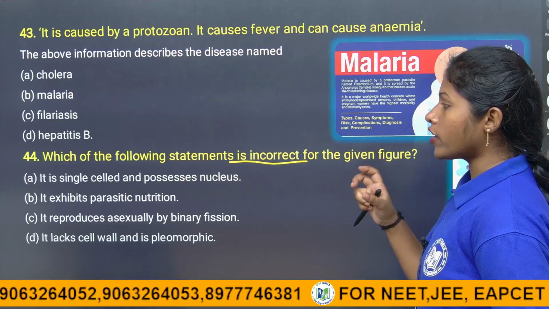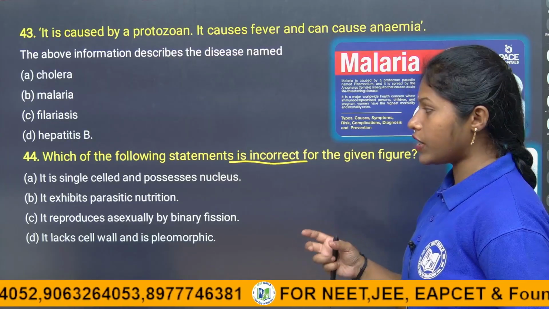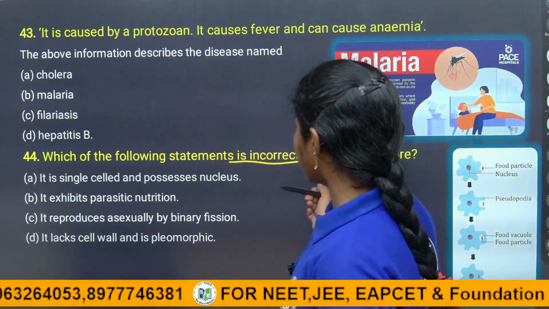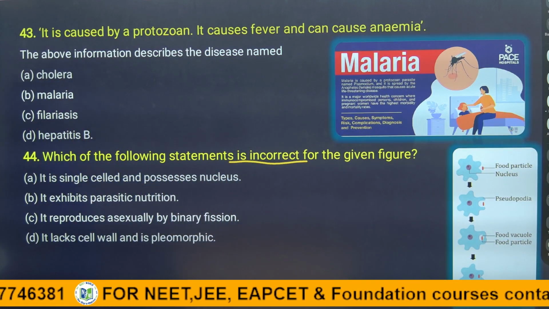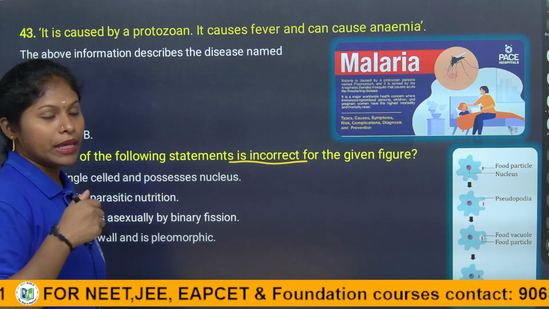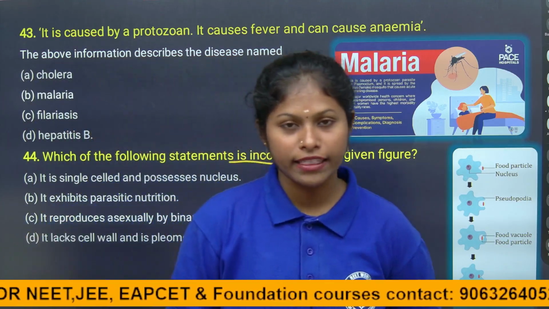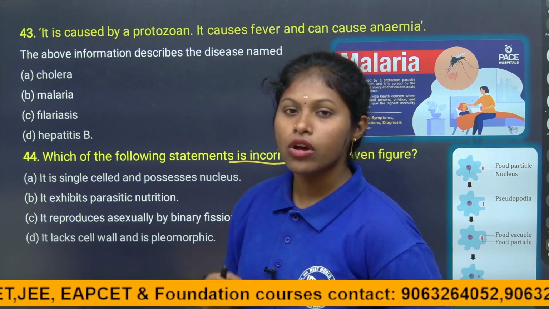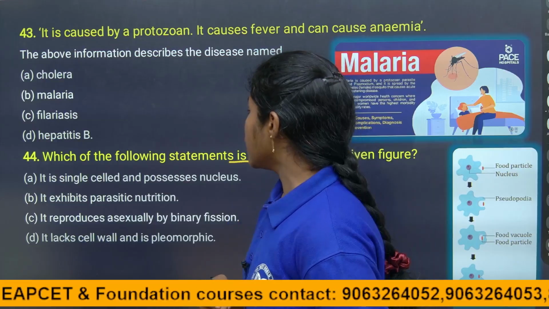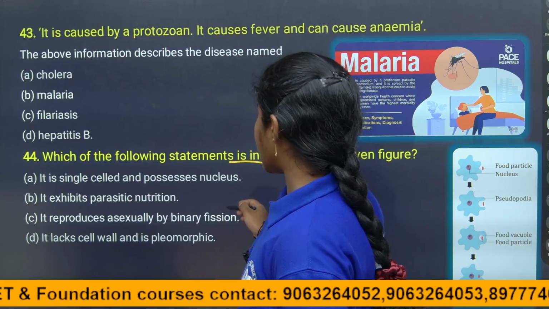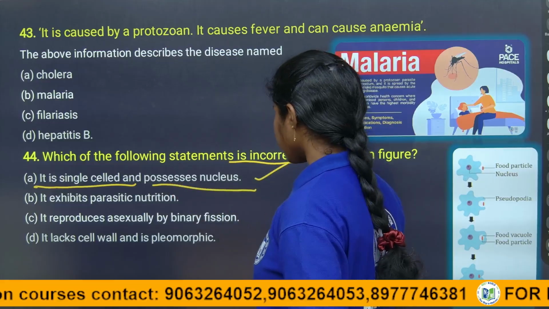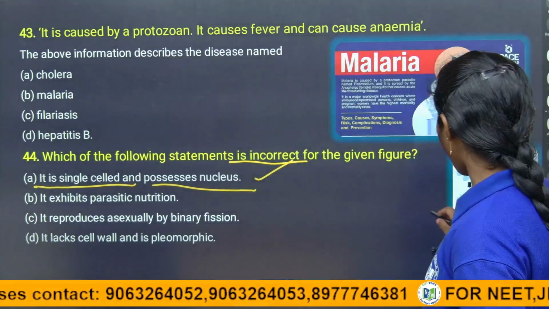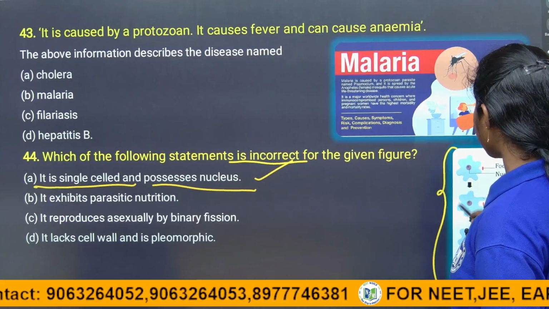When we do not read the question for even 1 minute, children, they are asking for incorrect, no. Most of the statements will be right, so we think it is the right answer and take it, but it should not be like that. We have to read the question at least once. We have to spare 1 minute for the question, children. They are saying it is a single cell and possesses a nucleus. Of course, it is a right statement. The given figure is the amoeba.